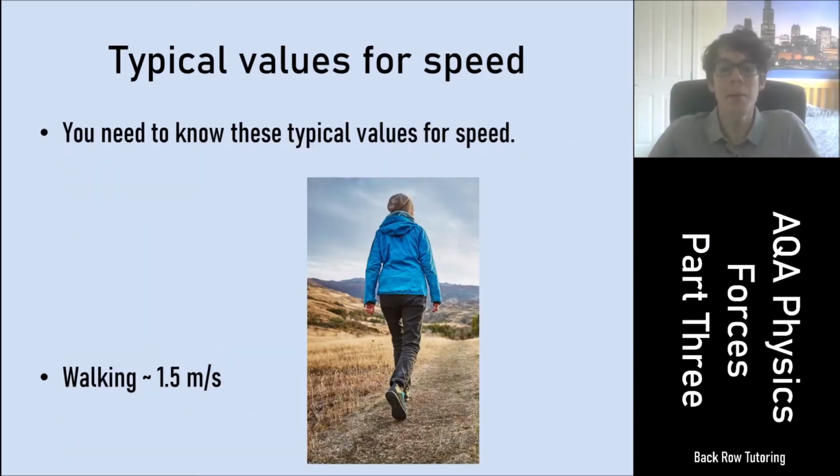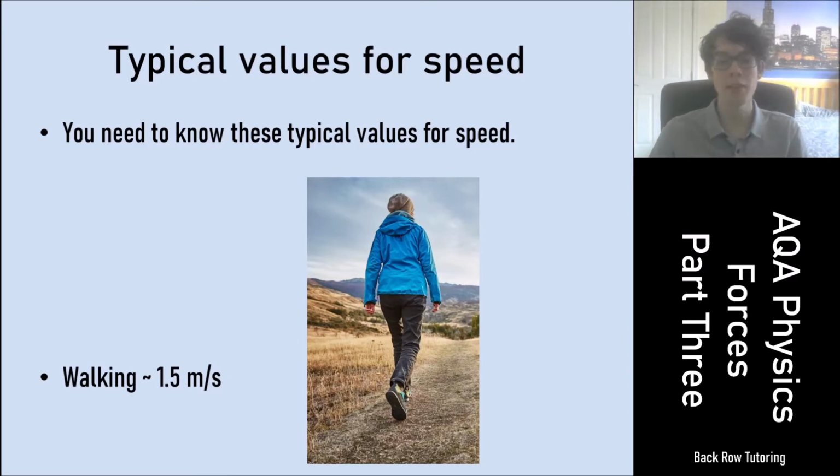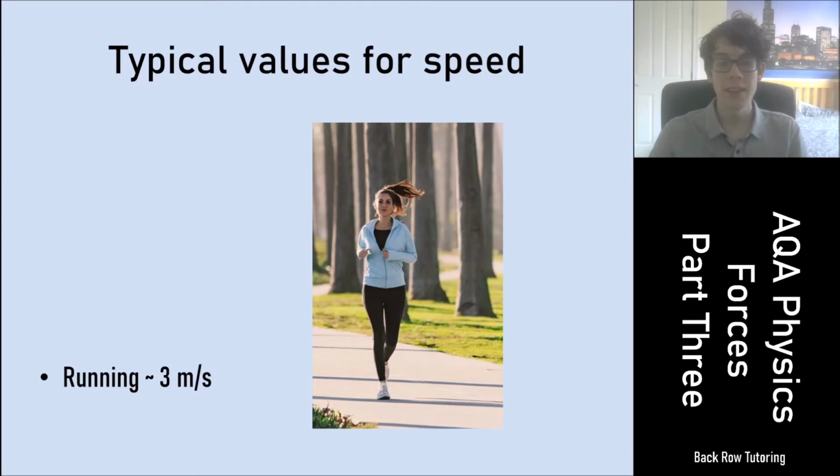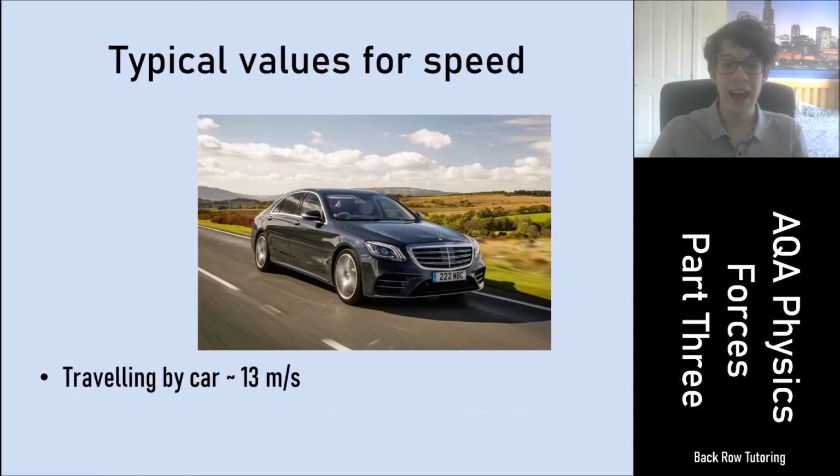You need to know these typical values for speed. The typical value for the speed at which someone walks is 1.5 meters per second. The typical value for speed that someone runs is 3 meters per second. The typical speed of someone who is cycling is 6 meters per second. And if you're travelling by car, then the typical speed will be 13 meters per second.